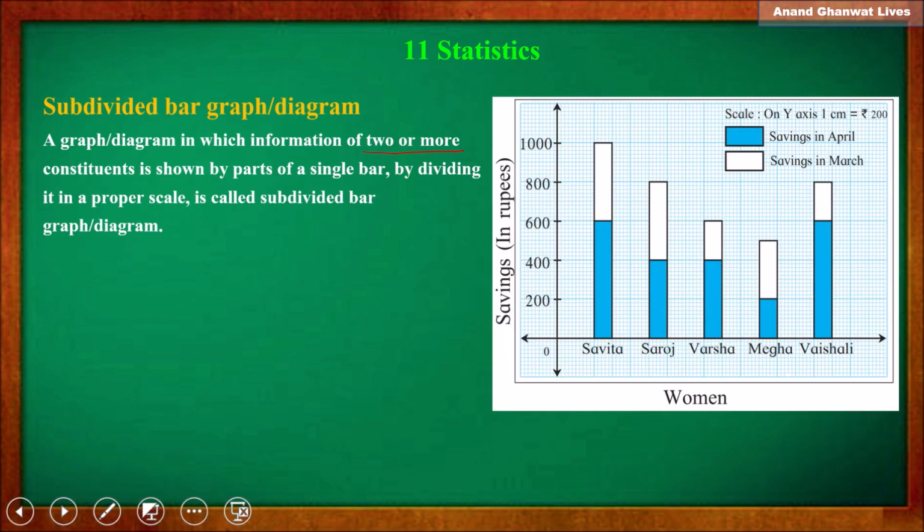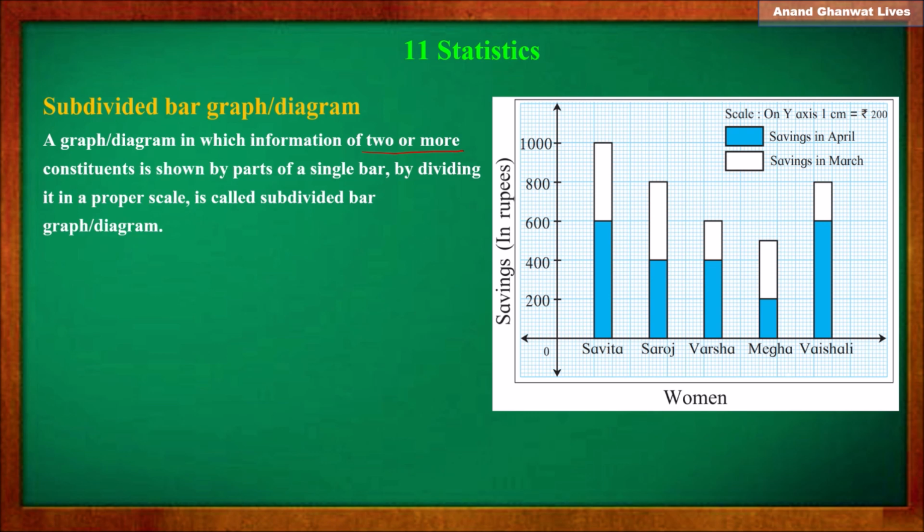Now observe the figure to understand the meaning. Here the information of women Savita, Saroj, Varsha, Megha, Vaishali and their saving in April and March is given. So two constituents, that is saving in April and saving in March, are given here. In that, blue color is for saving in April and white color is for saving in March, and therefore it is called subdivided. Means we are dividing a single bar here.